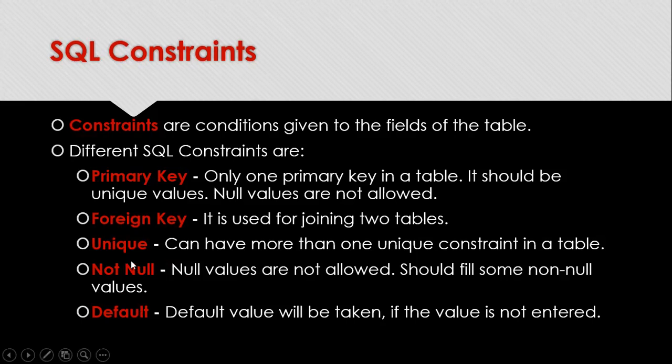Unique key. Unique is another constraint, which ensures that all the values in the column are unique. You can see that for primary key and unique, duplicates are not allowed. But what is the main difference between a primary key and a unique key? Only one primary key can be there in a table, but many unique keys can be present in a table. That is the main difference. They will ask you to differentiate between a primary key and a unique key. Not null is the constraint which ensures that null values are not allowed.